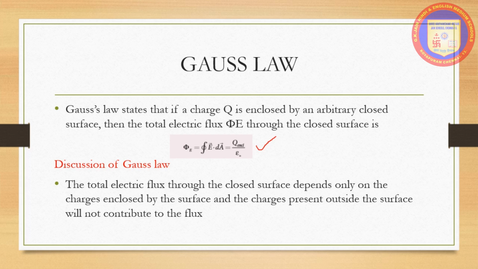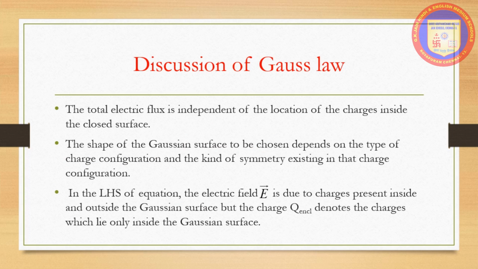Discussion of Gauss law. The total electric flux through the closed surface depends only on the charges enclosed by the surface, and the charges present outside the surface will not contribute to the flux. The total electric flux is independent of the location of the charges inside the closed surface. The shape of the Gaussian surface to be chosen depends on the type of the charge configuration and the kind of symmetry existing in the charge configuration.